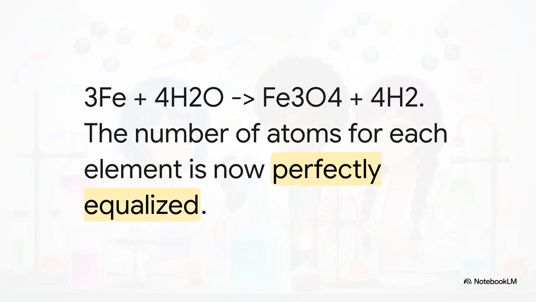3 atoms of iron, 8 atoms of hydrogen, and 4 atoms of oxygen precisely match on both the left and right sides of the reaction vector. The coefficients we added, the 3, the 4, and the other 4, act as mathematical multipliers for the entire molecule.